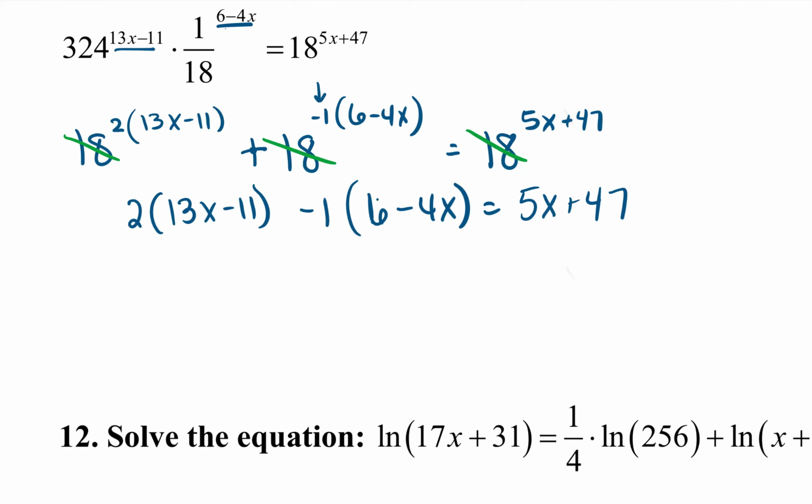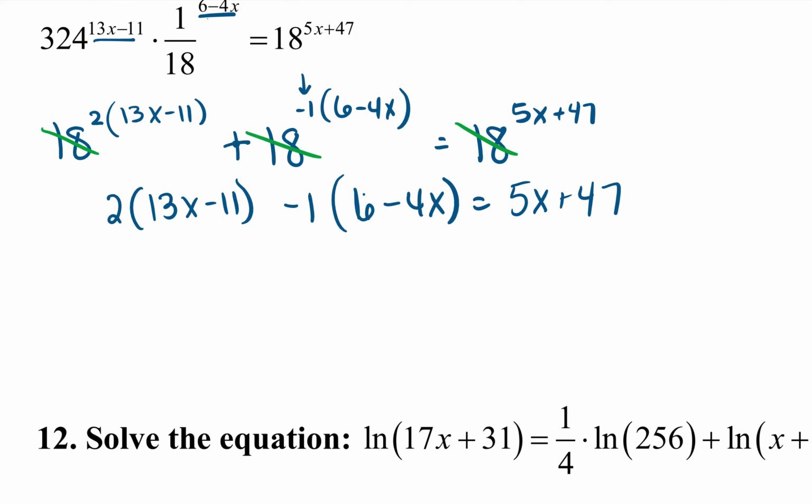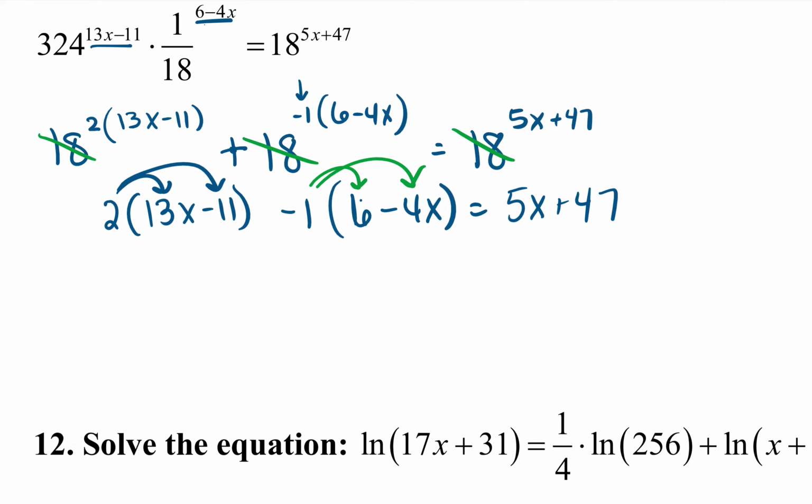Now I'm just solving for x like normal. First thing I have to do is distribute. Alright, so 2 times 13, 26. 2 times negative 11, minus 22. Negative 1 times 6, negative 6. Negative 1 times negative 4, plus 4x. Alright, so that's just simple multiplying.